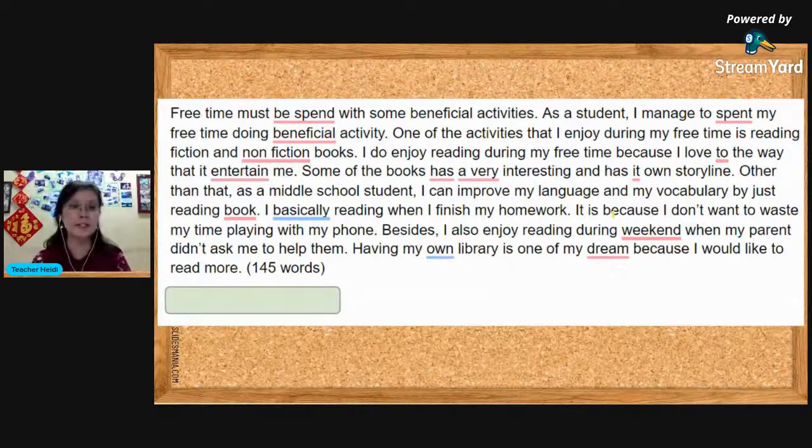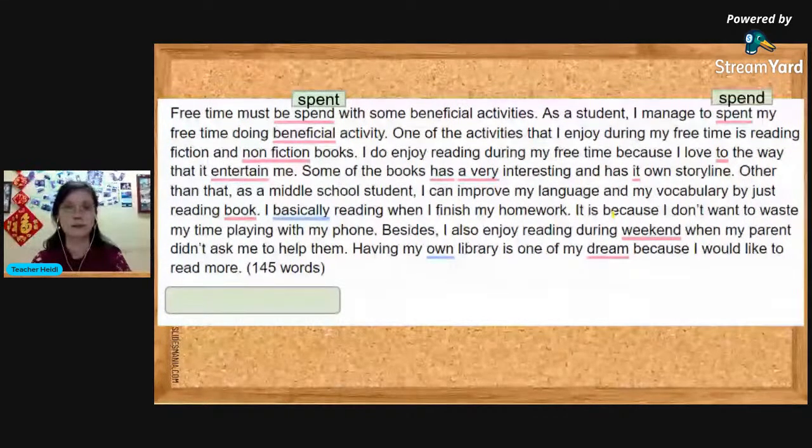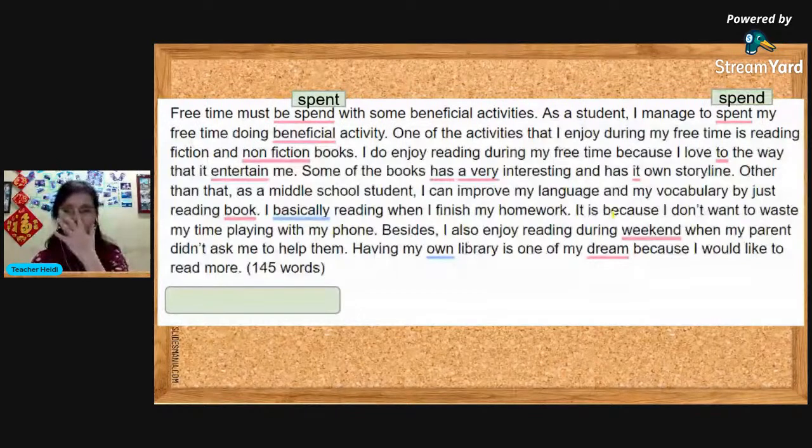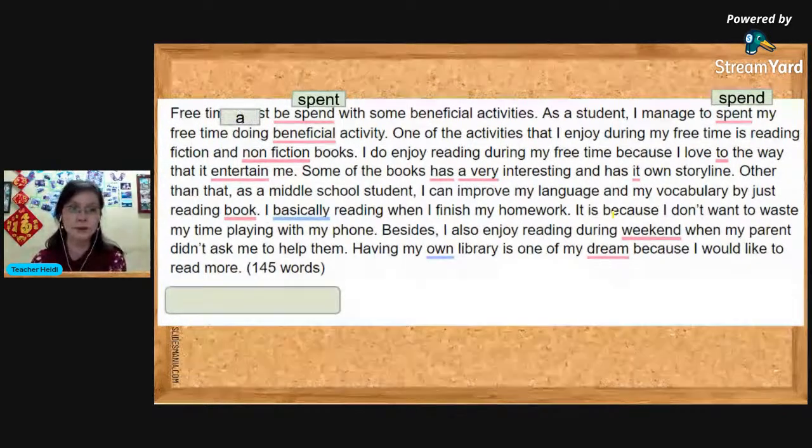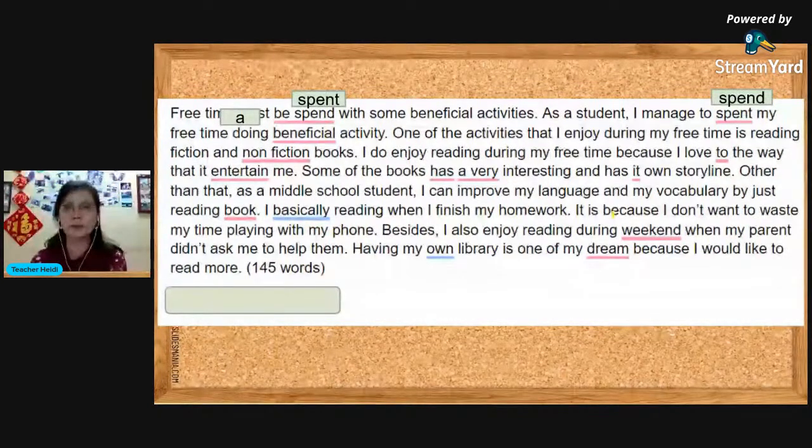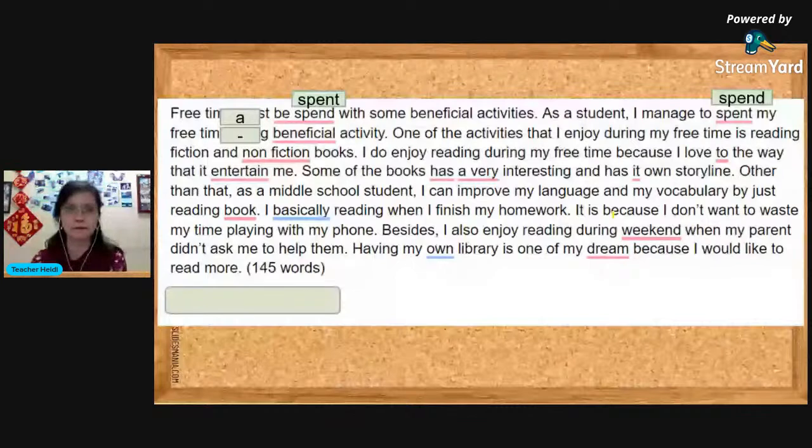Free time must be spent with some beneficial activity. Okay, so the first mistake, spent with some beneficial activity. As a student, I managed to, all right, this is like the other way around: my free time doing beneficial activity. One of the activities that I enjoy doing my free time is reading fiction and non-fiction book. All right, this one, non-fiction, you can put a hyphen.